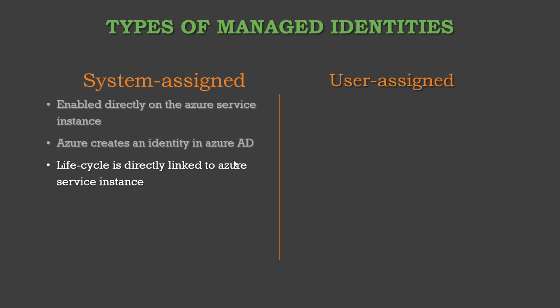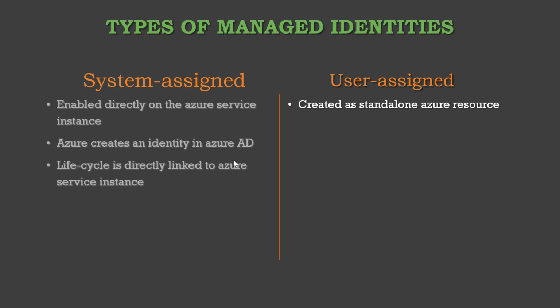Now, what about the life cycle of the system assigned identity? Basically the life cycle remains till the life cycle of the resource instance itself. So for example, as long as I have the VM instance available in my subscription, the managed identity is available. If I delete the VM instance, then the system managed identity will be deleted by Microsoft itself. I don't need to do anything extra for that.